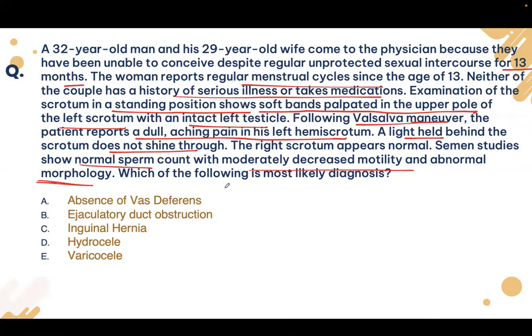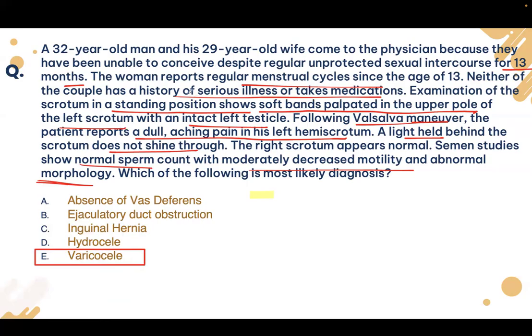Please pause and try to answer. The answer for this question is varicocele. Now, why is it varicocele? Let's go ahead and see the clues that we have in our question here. So let me use the highlighter.